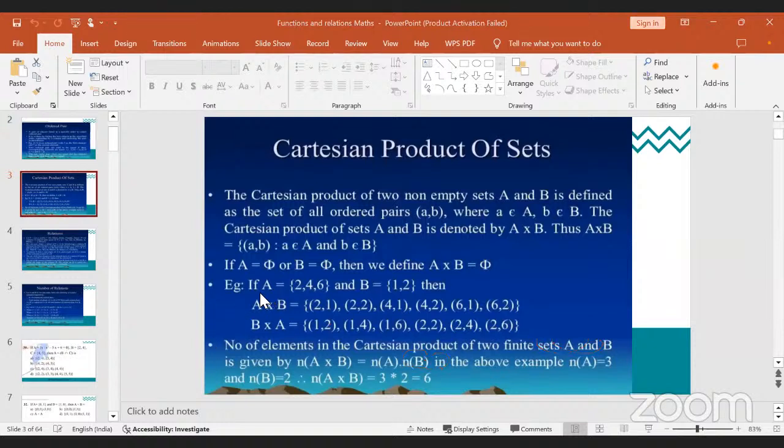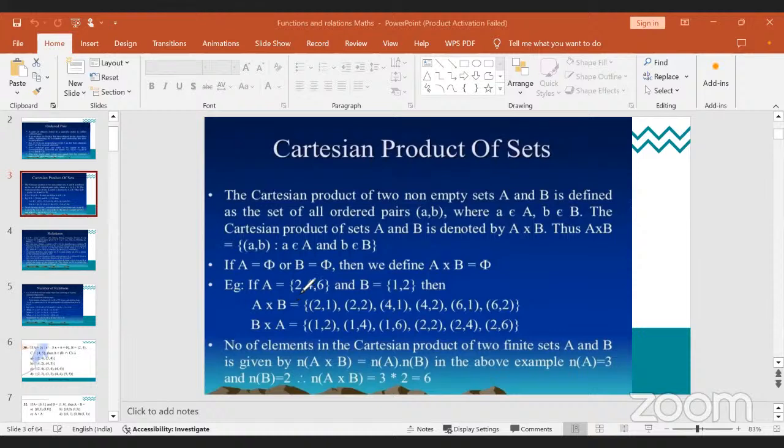Okay. The Cartesian product of two non-empty sets A and B is defined as the set of ordered pairs (a, b), where a belongs to capital A and b belongs to capital B. The Cartesian product is denoted by A cross B. Now, if A is {2, 4, 6} and B is {1, 2}, what relation will we establish with A cross B? Let me try to understand.